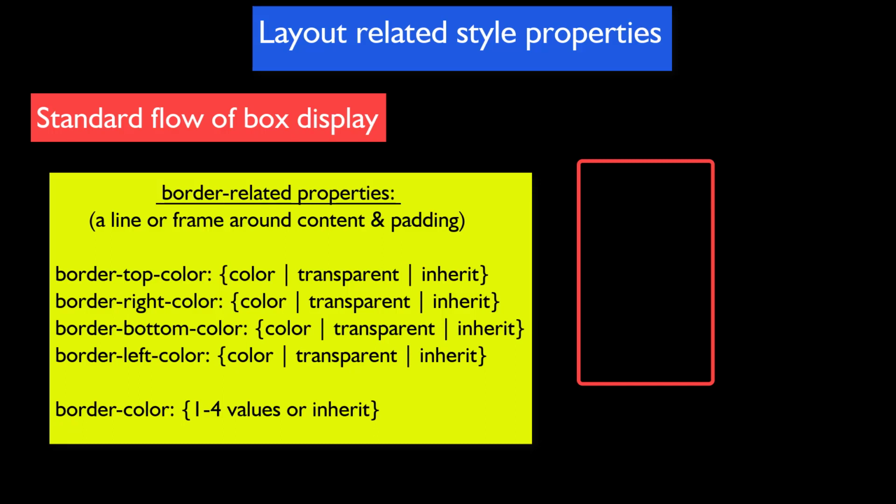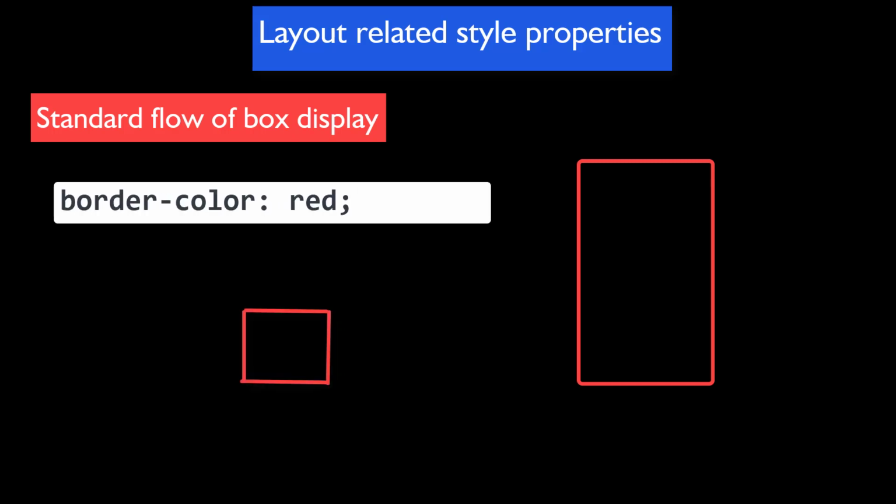The properties are border top color, border right color, border bottom color, and border left color. Each of those can have a color value or the word transparent or inherit. Or you can use the shorthand border color, which has 1 to 4 values or inherit. If 1 value is specified, it is applied to all 4 sides.